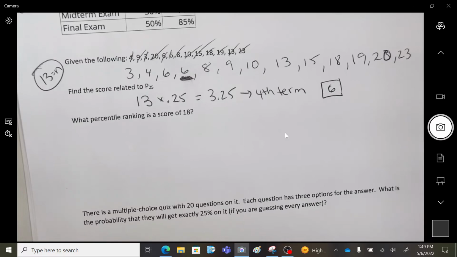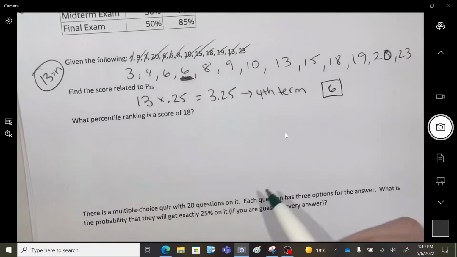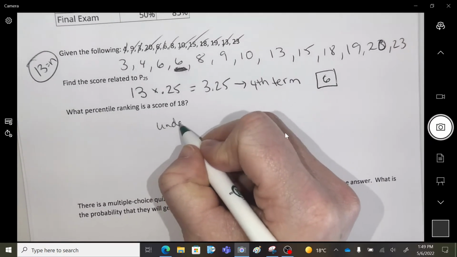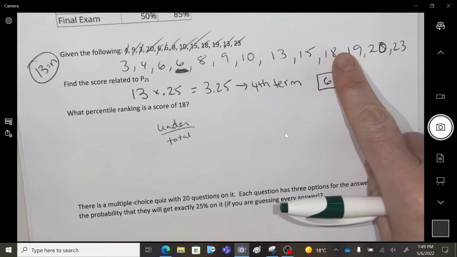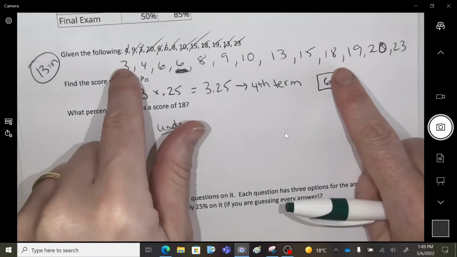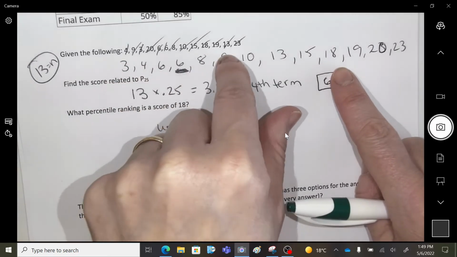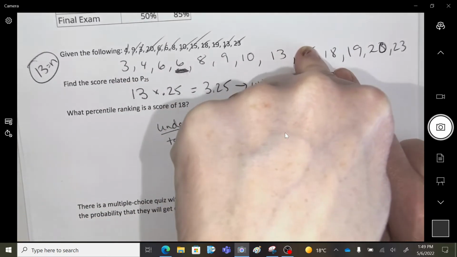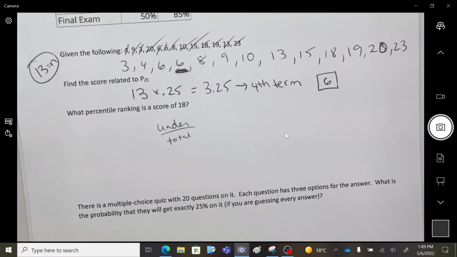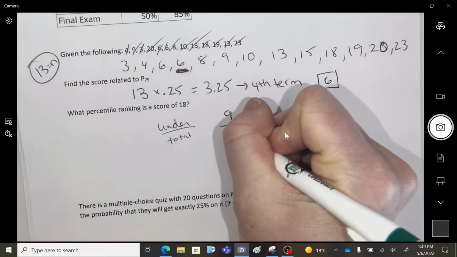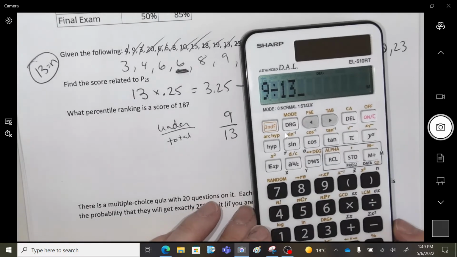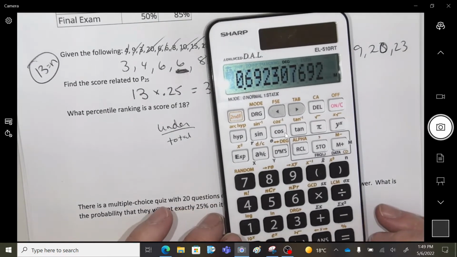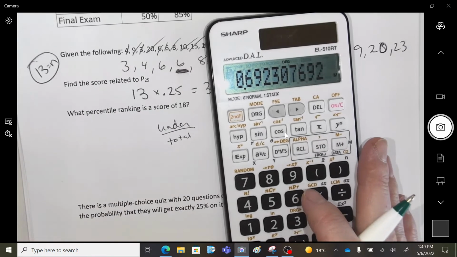Okay, what is the percentile ranking on the 18? So how many are under? How many scores are under 18? So 1, 2, 3, 4, 5, 6, 7, 8, 9 scores are below it out of the 13. So I'm dividing and I get 0.962 and so on. But how will I write this?